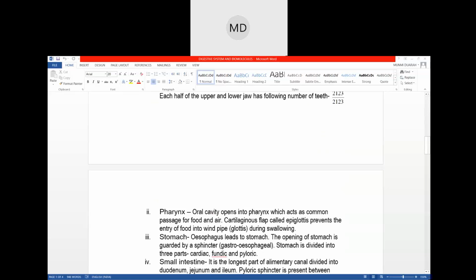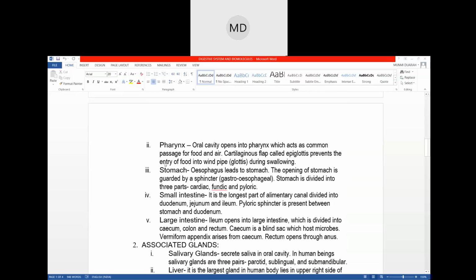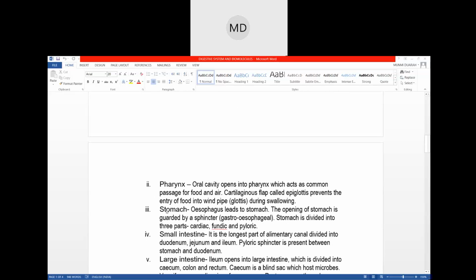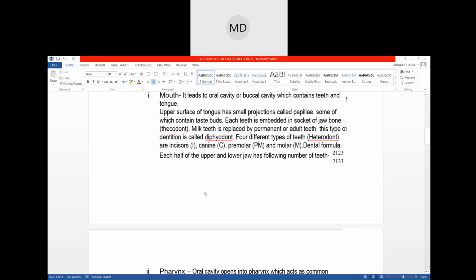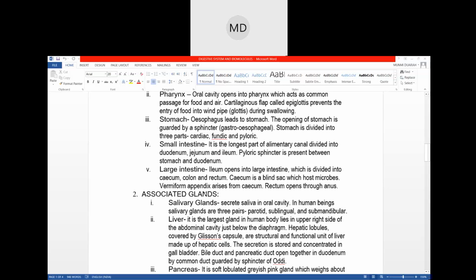Sorry, after pharynx you can include the esophagus. If you are asked to write only the names, you can write mouth, pharynx, then esophagus, stomach, small intestine, large intestine. If you are asked only to write the names, that is it. If you are asked to explain, then you can explain.